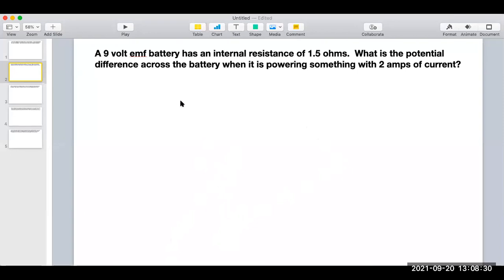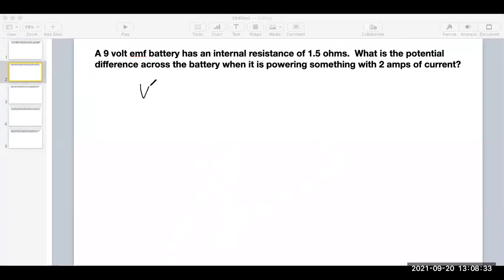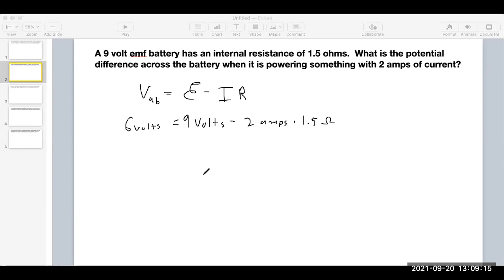So just be the equation: voltage across battery is equal to its EMF minus IR. So it's 6 volts.